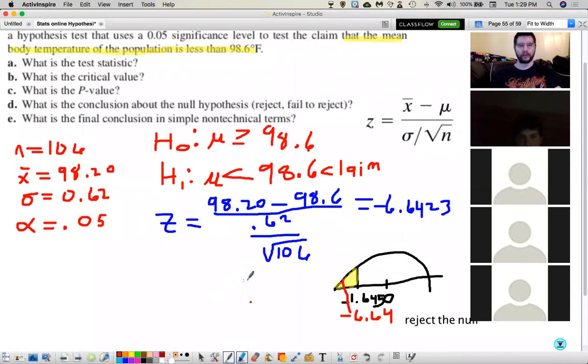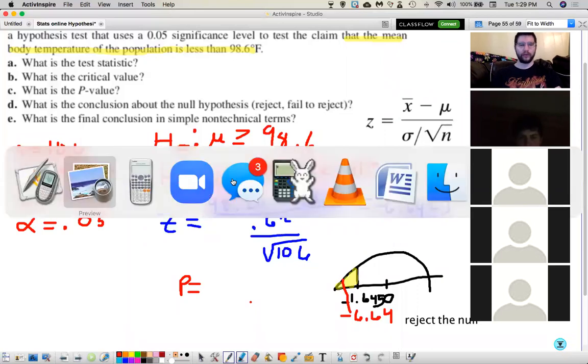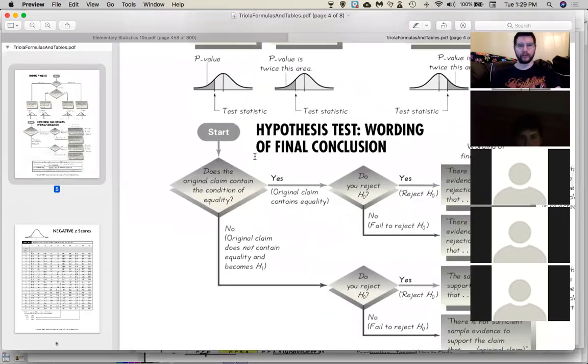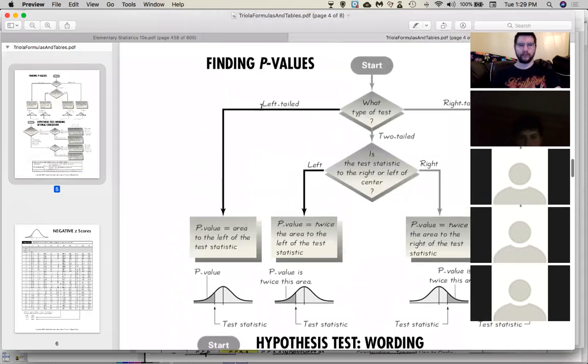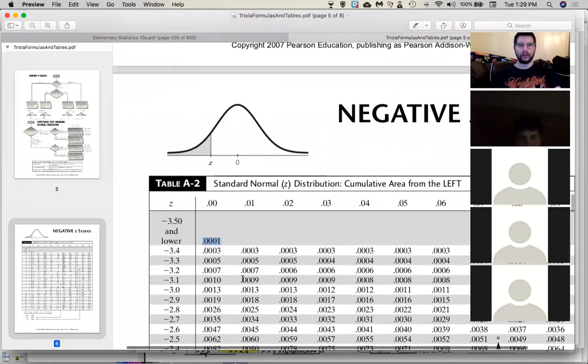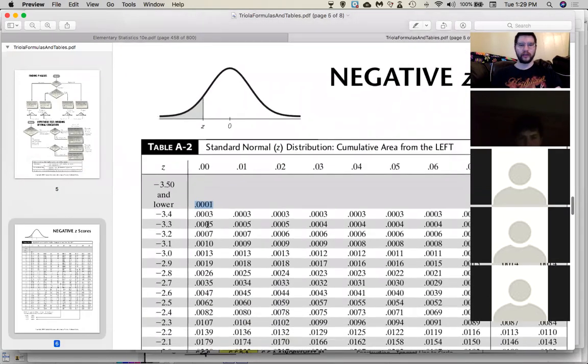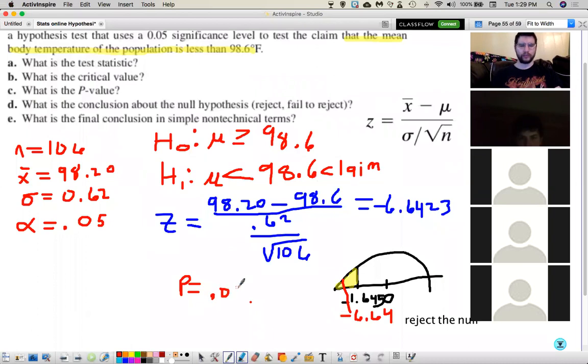We can actually get a more accurate p-value from the calculator. And it is a left tail, so if you don't remember how to do it, there is a flow chart right above this page. The left tail, we find the area to the left of the test statistic. The standard normal distribution table gives us the area to the left of our z-score. Our test statistic is a z-score. This 0.0001 is our p-value. And if I compare that, yeah, it's definitely less than 0.05. So again, if p is less than alpha, we reject the null.